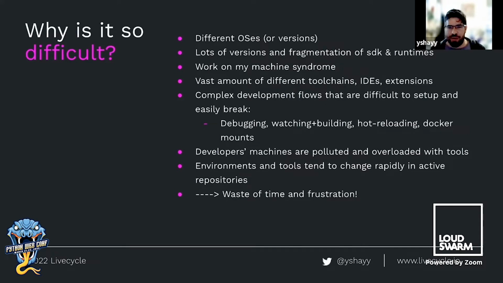There is a vast amount of different tool chains, IDEs, extensions. The development flows themselves have become quite complex. Our machines are polluted and overloaded with tools. And the thing is that environments, code bases and tools are changing rapidly in active repositories. There are lots of other reasons, but in the end we waste a ton of time and have lots of frustration.